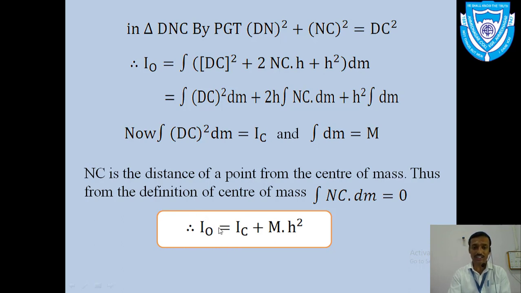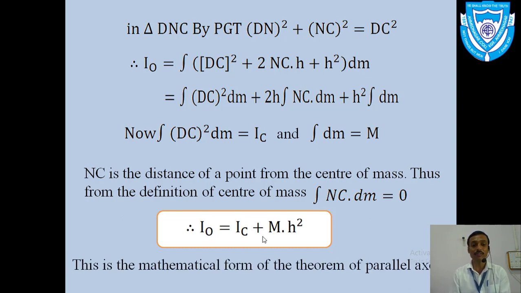Moment of inertia when the axis passes through the point O is equal to the sum of the moment of inertia when the axis passes through the center of mass and the product of the mass of the body and the square of the distance between the two parallel axes. This is the mathematical form of the parallel axis theorem. So IO is equal to IC plus MH square.